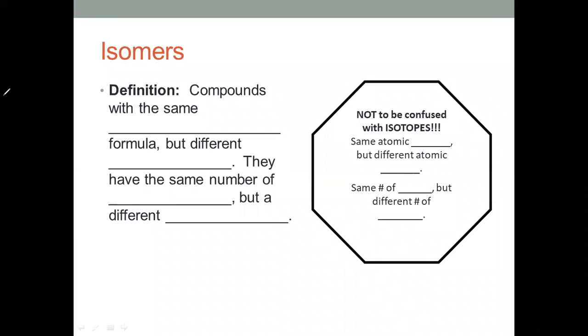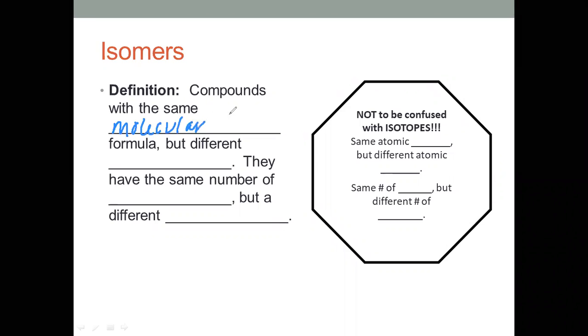Okay, so isomers are compounds that have the same molecular formula, but they have a different structural formula. I'm just going to write structure because this line is small. They have the same number of atoms, but they have a different shape.